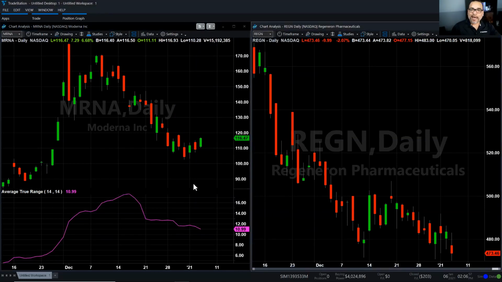So I added the average true range here on the left-hand side, and we can see that Moderna has moved an average of $10.99 for the past 14 bars. That's the period that is built into the average true range. We can change that if you want, but for the past 14 days, that's the average movement for Moderna, $10.99.